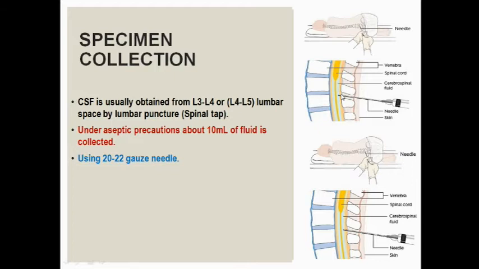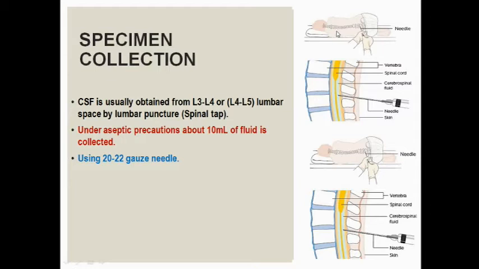You can see the needle. This we call a spinal needle. It has a gauge of 22 gauge. This needle is inserted into the space between L3 and L4 under aseptic precautions. The patient is lying in the left lateral position. You can see here the limbs are flexed, in the flexion position, and it is in the left lateral.